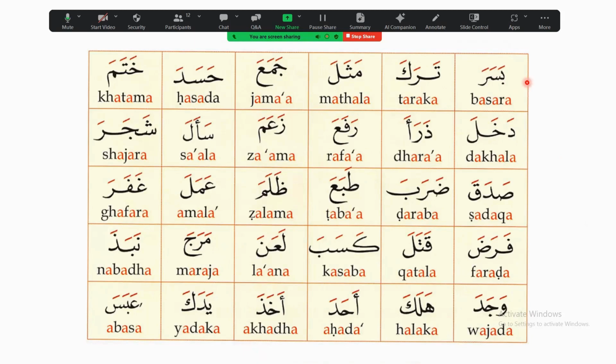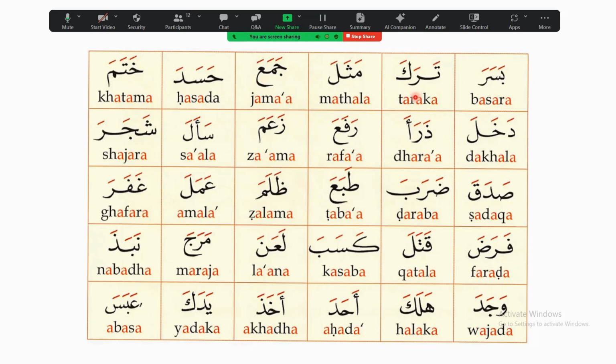So in this word here, we see three letters, right? There are three fatha symbols on top of that as well. First letter here is ba letter, the next letter is sin letter, and the third one is ra letter. So we will say basara, basara. We will not elongate or stretch the sounds. We will just say basara, basara.